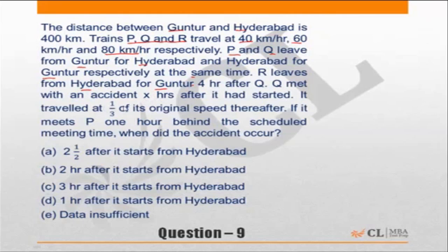Q met with an accident X hours after it started. It travelled at 1/3 of its original speed thereafter. If it meets P 1 hour behind the scheduled meeting time, when did the accident occur?